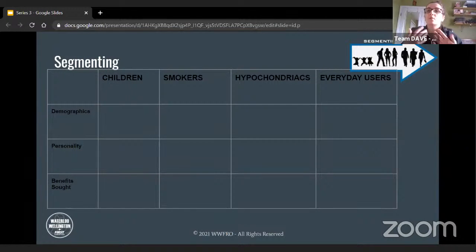For personality, children are a lot more fun and carefree. Smokers are highly sociable. Hypochondriacs are conservative and anxious. And everyday users are value oriented, so they buy what is good for them and what they want. And then we have the benefits sought. A child wants something that's tasty. A smoker wants better breath from it. A hypochondriac wants to be clean, and an everyday user wants it to be cheap.